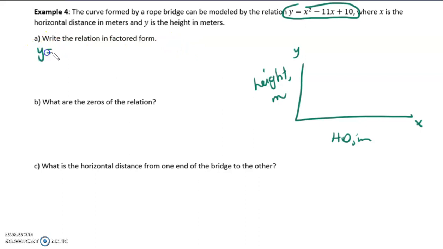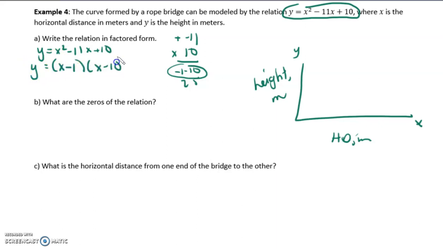Okay, write the relation in factored form. So we have y equals x squared minus 11x plus 10. So to factor, we have to list factors of 10: 1, 10, 2, and 5. Which ones add to -11? Well, 1 and 10 do, as long as they're negative. So how we'd write this in factored form is x minus 1, x minus 10.